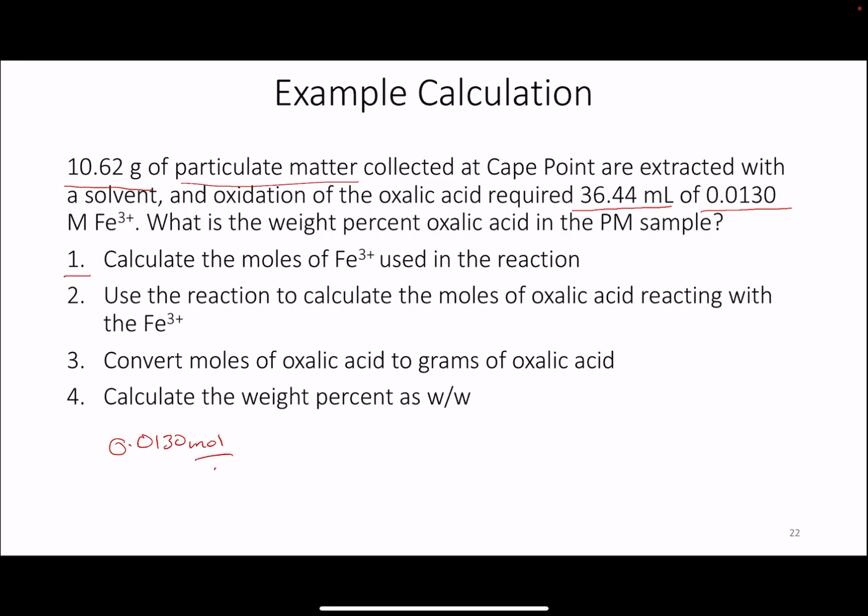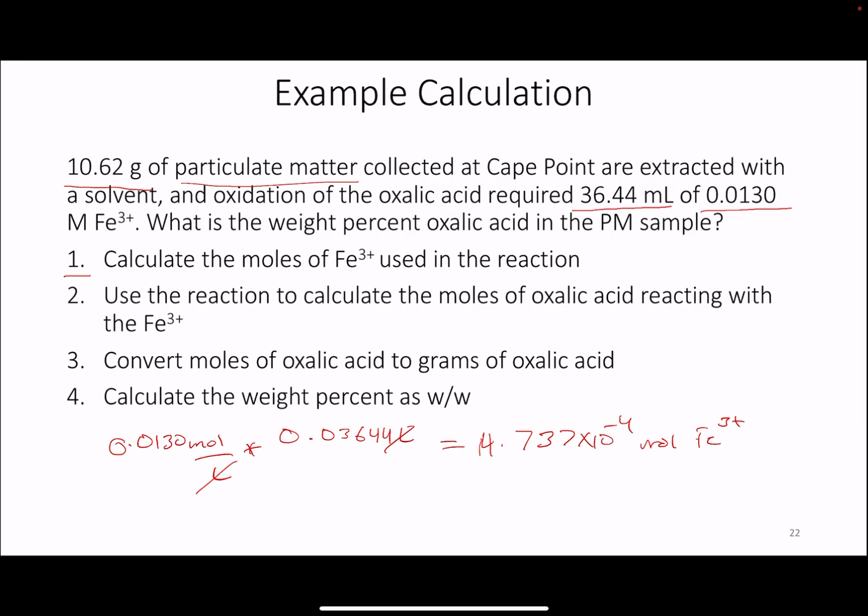0.0130 moles per liter times how many milliliters you used, or liters you used, which is easier, 0.03644 liters. And you can see liters cancels. And your answer here is 4.737 times 10 to the minus 4 moles of iron 3 plus. So that's how many moles you used.